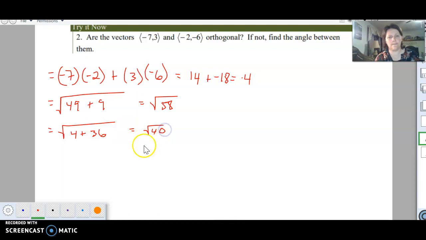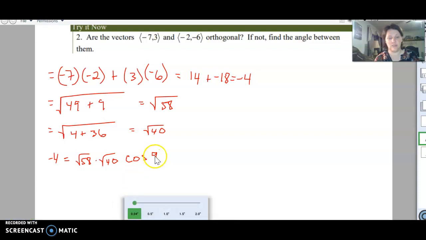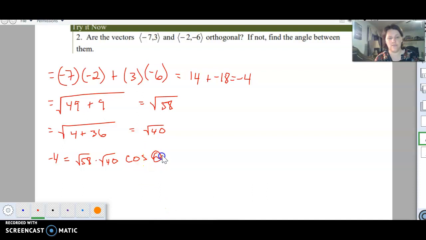Okay, and so now we can plug all that back into that second equation that we had, which tells us that the dot product, which we found to be equal to -4, is equal to the magnitude of the first one times the magnitude of the second one times cosine of theta, because we do not know if it is actually 90 degrees or not. That's what we're trying to find out. So I'm going to go ahead and pause and calculate that.